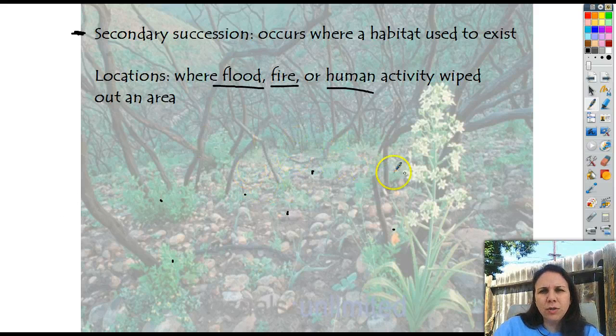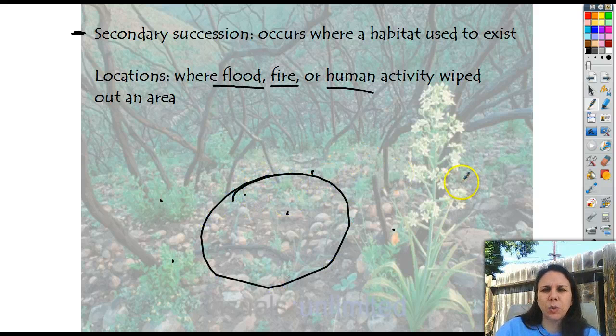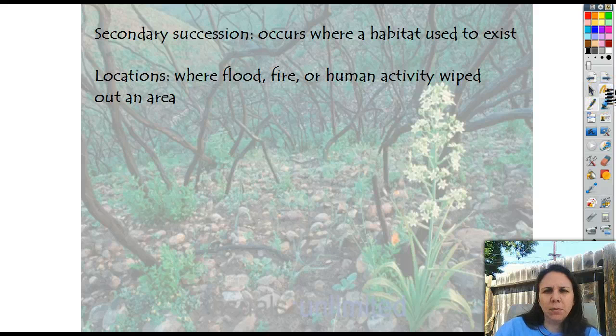Here, there used to be an area. There used to be plants, so there's tons of nutrients in the soil already. All you got to do is just wait for a couple of seeds to drop and start growing. So secondary succession is much, much quicker because it occurs where habitat used to exist and will start the process much quicker and end up at the final community much quicker.